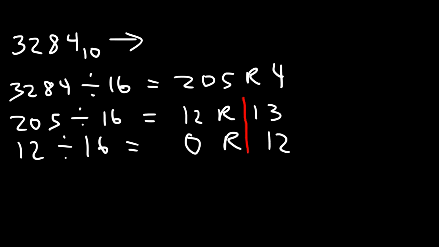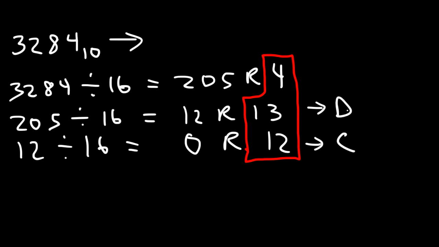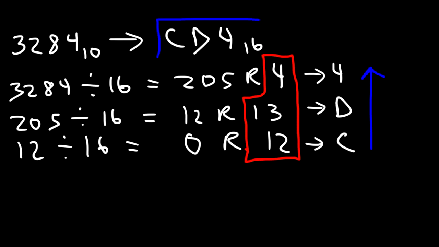So now let's focus on these numbers. Let's convert them to hexadecimal values. So 12 in the decimal system corresponds to C in the hexadecimal system, 13 corresponds to D, and 4 corresponds to 4. So we're going to read it this way, starting with C. So it's going to be CD4 base 16. And so that's how you can convert a decimal number to a hexadecimal number. Actually, I meant to say without using a calculator.